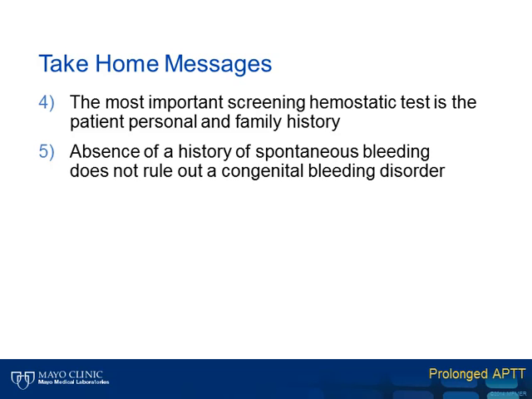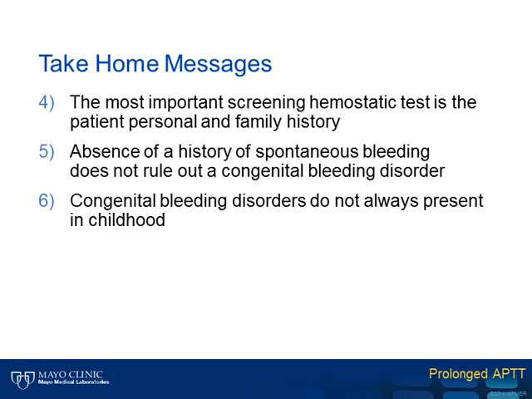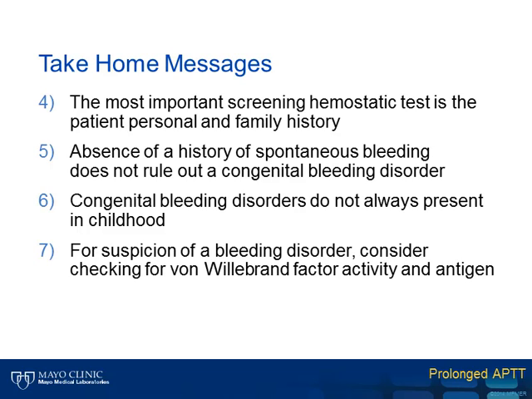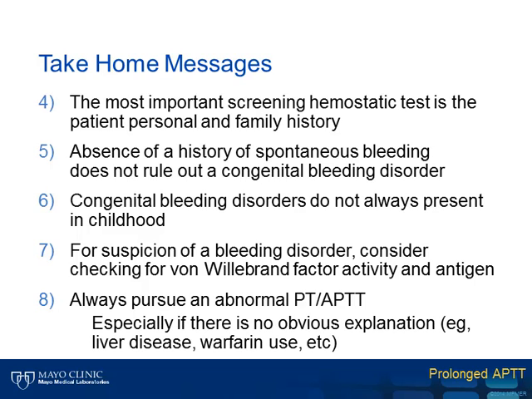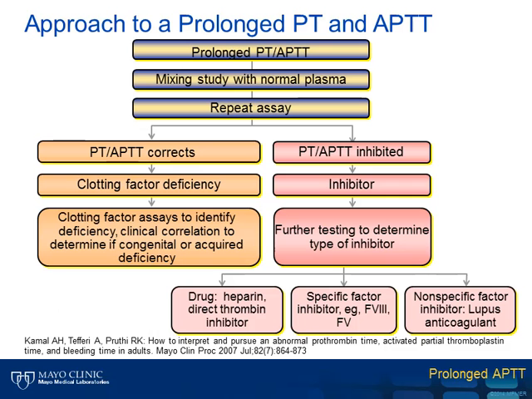The absence of a history of spontaneous bleeding does not rule out a congenital bleeding disorder, and patients with mild congenital bleeding disorders may not always present in childhood. For suspicion of a bleeding disorder, consider checking for von Willebrand factor antigen and activity, and one should always pursue an abnormal PT and APTT, especially if there is no obvious explanation, for example, liver disease, warfarin use, etc.